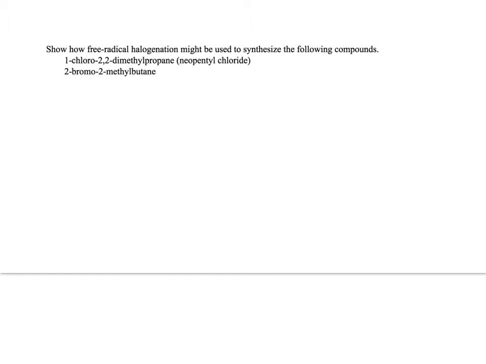Okay, on this one, show how free radical halogenation might be used to synthesize the following compounds. So how are you going to make neopentyl chloride? So that's the IUPAC name, 1-chloro-2,2-dimethylpropane. That's neopentyl chloride. Okay, in order to make this compound, you'd start with the alkane. So that would be this compound here.